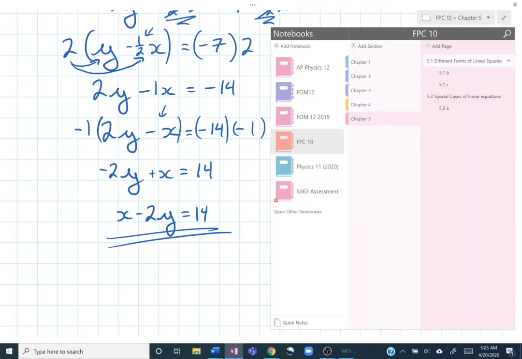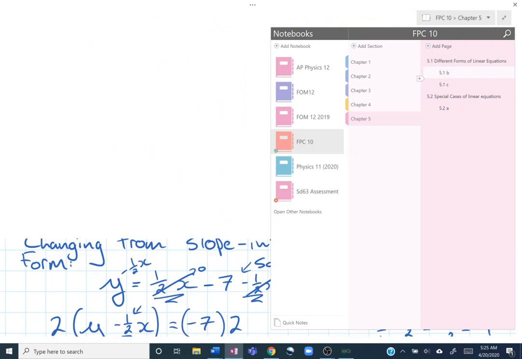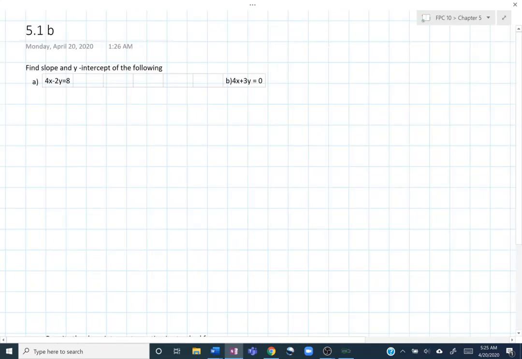Let's take a look at a couple more examples. 5.1b. Find the slope and y-intercept of the following. So you will notice how both a and b are in which form? Yeah, so they're both in standard form. Standard form doesn't give us a lot of information right off the bat. So the first thing we're going to have to do is write them in slope-intercept form.